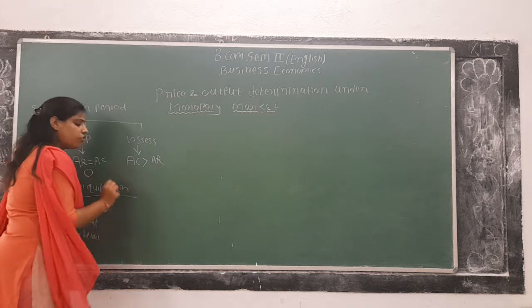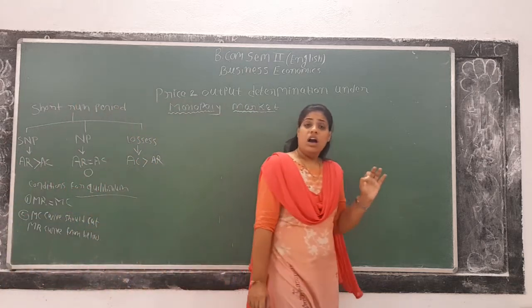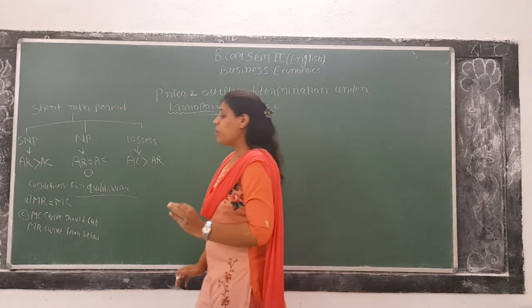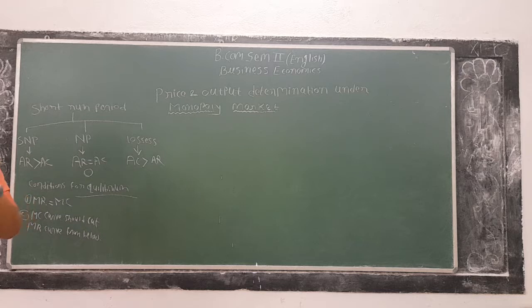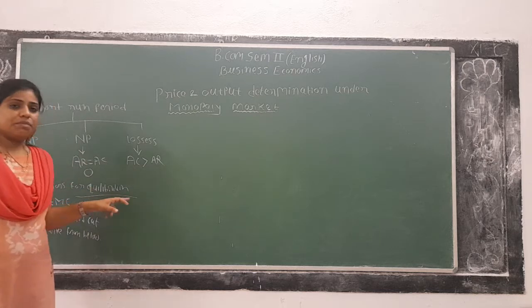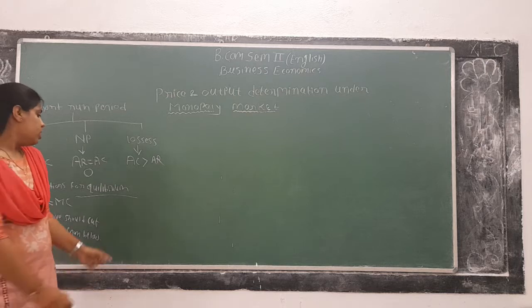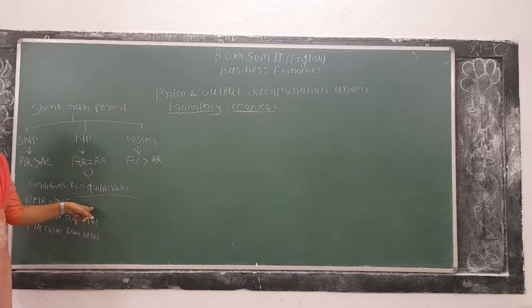What is the meaning of equilibrium? Equilibrium is a condition whereby the firm earns the maximum profit by producing the optimum level of output and selling it at optimum prices. Okay. So what are the two conditions which need to be fulfilled for having the equilibrium of the firm?